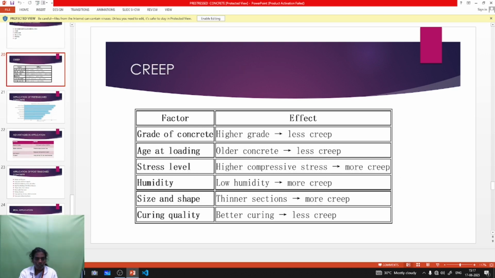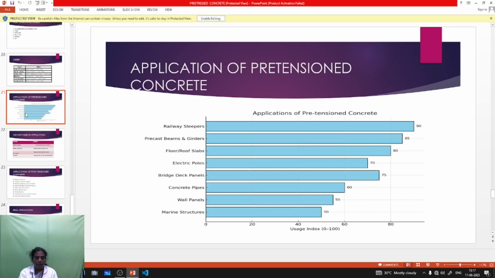So this is the creep factor and its effect. Then applications are very, very important. 90% is used for railway sleepers, 85% for precast beams and girders, then 70% for electric poles, 75% for bridge deck panels, 60% for concrete pipes, 55% for wall panels, and 50% for marine structures.